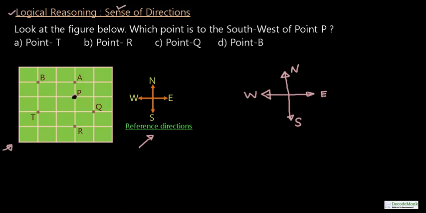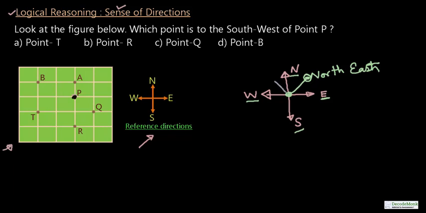So according to this figure, this particular direction is northeast. Why? Because this portion exists in between north and east. So we say this direction is to the northeast of this particular point. With reference to this particular point, this is east, this is west, this is north, and this is south. Here this is the northeast direction.